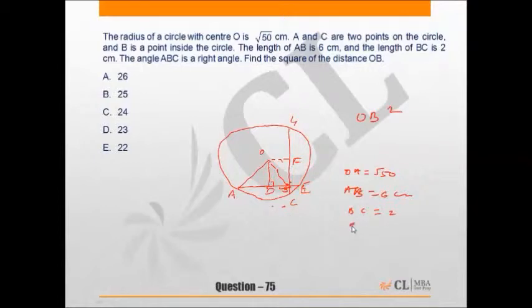Now let BE equal X and BG equal Y. Now by using the intersecting chord theorem, we get AB into BE equals GB into BC. AB is 6 centimeter and BE is X, GB is Y, and BC is 2. From here we get Y equals thrice of X.